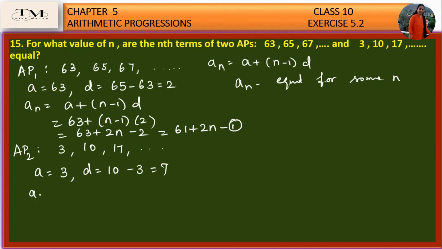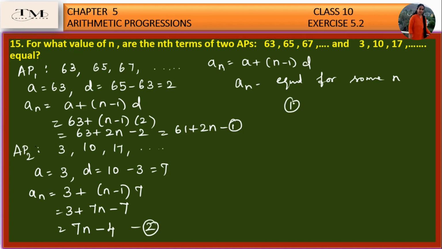For this, an equal to a plus n minus 1 into d. So a is 3, and what is d? It is 7. So 3 plus n into 7, 7n, minus 1 into 7 is minus 7. So 7n, 3 minus 7 is minus 4, because negative is for the bigger number. If you subtract, you will get 4 and you write the sign of the bigger number. They have given that an is equal. So 1 will be equal to 2. That means 61 plus 2n is equal to 7n minus 4.